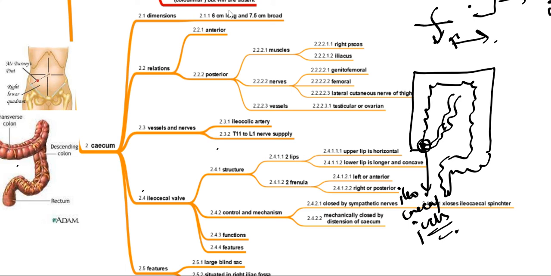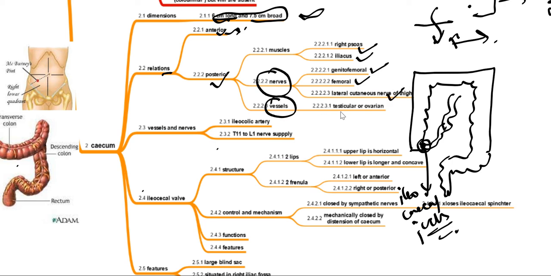The cecum is 6 centimeters long and 7.5 centimeters broad. It has posterior relations and anterior relations. Anteriorly it is related to the muscle, and posteriorly it is related to the right psoas and iliacus muscle. The nerves related to it are the genitofemoral, femoral and lateral cutaneous nerve of the thigh. The vessels are the testicular or ovarian arteries and veins.